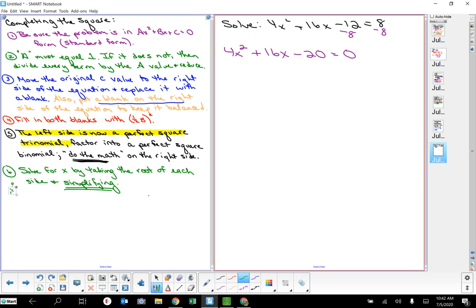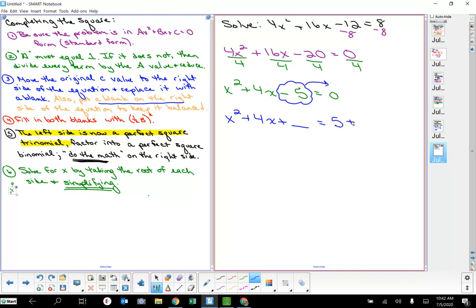Step 2, the green. A must equal 1. Well, it doesn't, so we're going to divide by a and make it 1. And that gives us x squared plus 4x minus 5 equals 0. Now we're going to move the c value to the other side and replace it with a blank. 5 becomes positive when it goes over there.